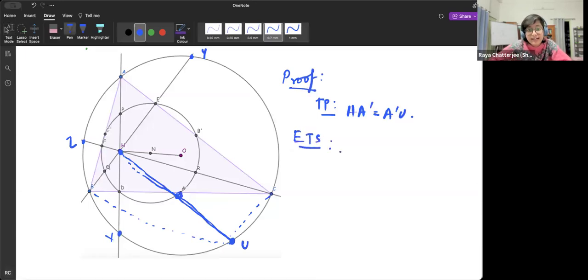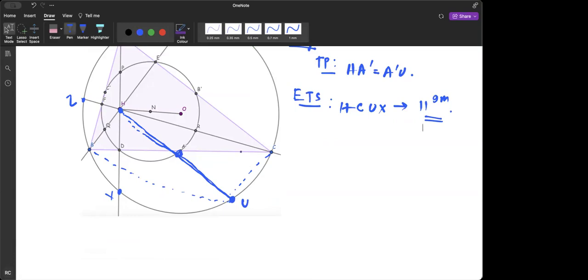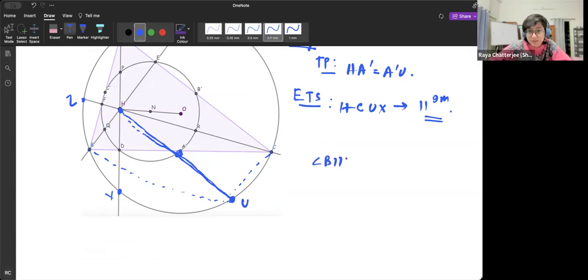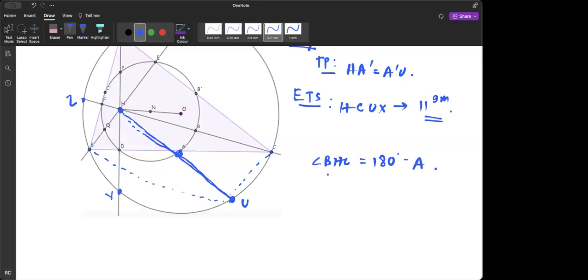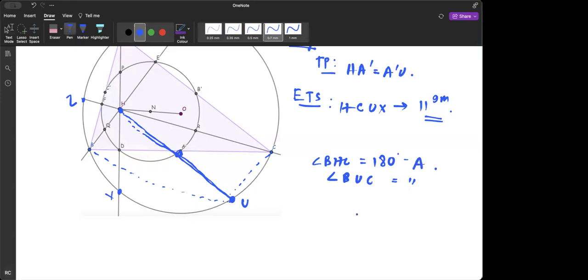So the basic motivation is that it's just enough to show that HCUX is a parallelogram. So does anybody have the proof of this? Would anybody like to tell me? Anyone? Angle BHC is 180 minus A. Okay, BHC is 180 minus A. And angle BUC is 180 minus A. Yeah, perfect. And then I think we can complete the angles.